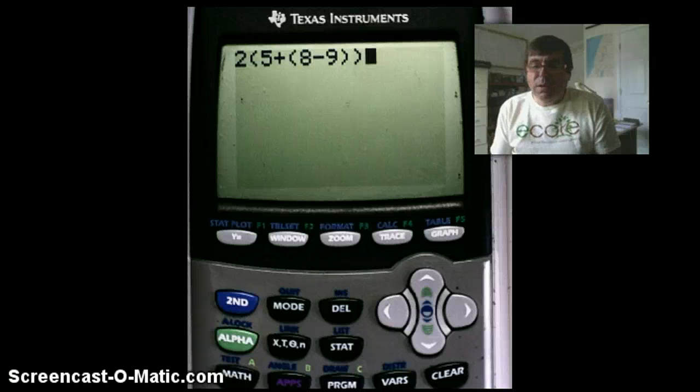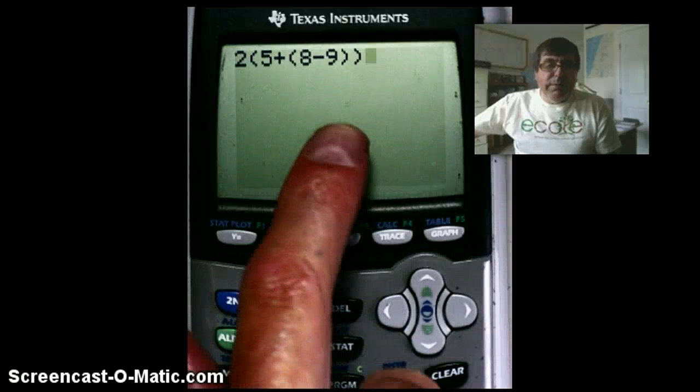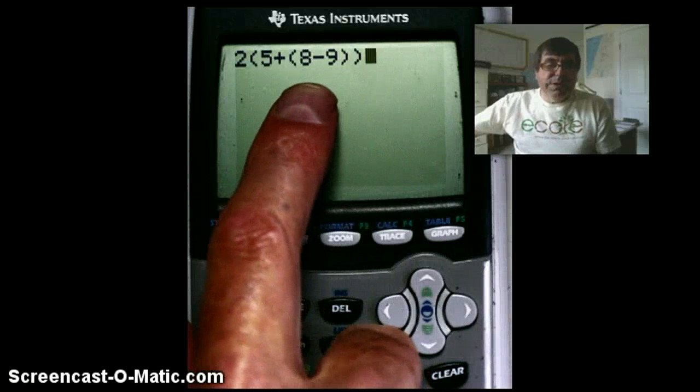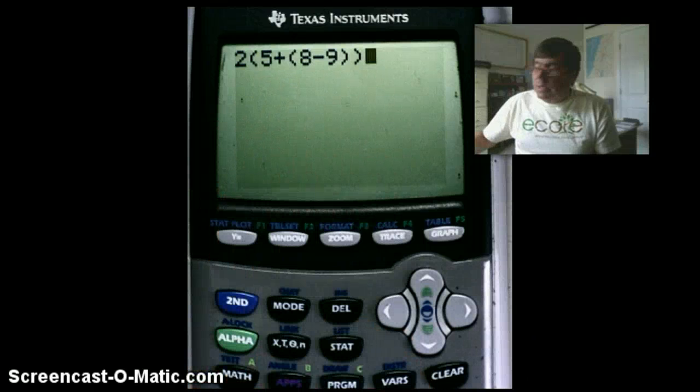I'm going to do 2 left parenthesis 5 plus left parenthesis 8 minus 9 right parenthesis. Now I had 2 left parentheses, so I need 2 right parentheses. According to the order of operations, what's going to happen? Well, you know what's going to happen. It's going to do the 8 minus 9 first, that's negative 1. Then 5 plus a negative 1 is 4. 4 times 2 is 8.